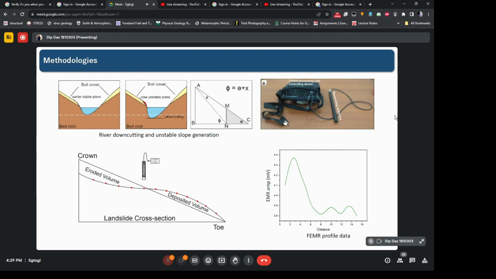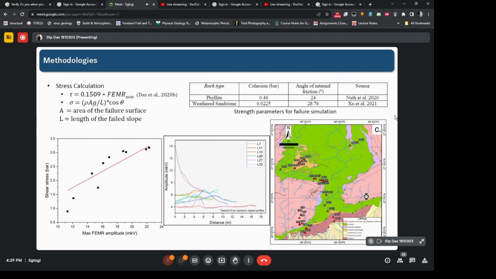And I used the same instrument and took vertical measurements along the landslide planes, as you can see from this conceptual diagram here. And this is the typical FEMR profile of a landslide surface. Now, in our earlier study, we established the relationship between maximum FEMR amplitude and the shear stress for the Himalayan rocks. So, using this equation, I calculated the shear stress. And using this, I calculated the normal stress on the failure planes. And these are some examples of the FEMR profiling.